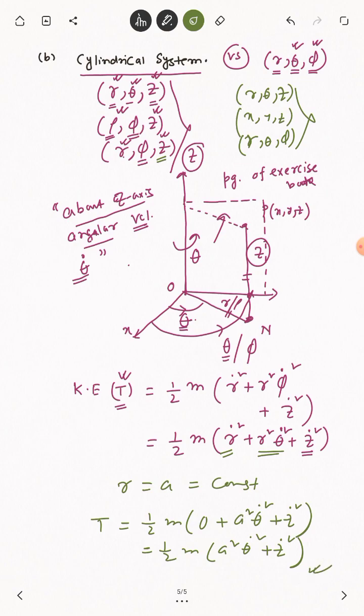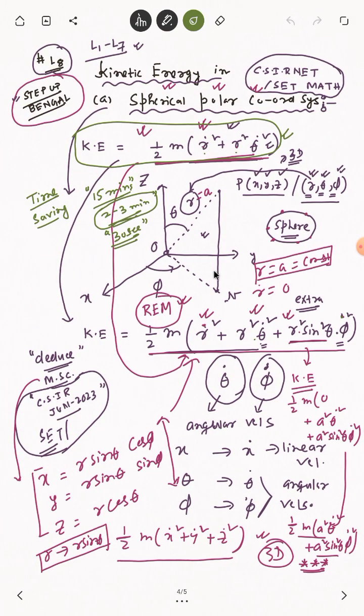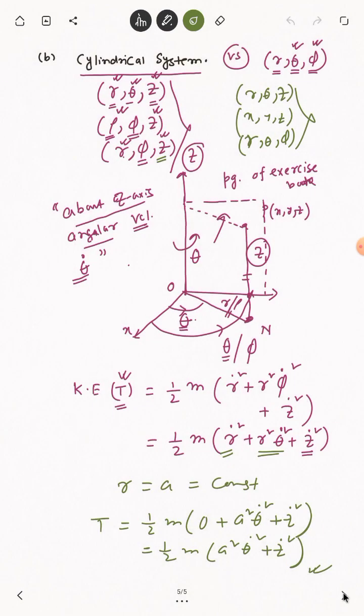So in this video lecture, we stop here by defining kinetic energy in the cylindrical and spherical polar coordinate systems. In the next video, we will obviously discuss all the important questions from all the important competitive exams like CSIR or different state set exams, etc.